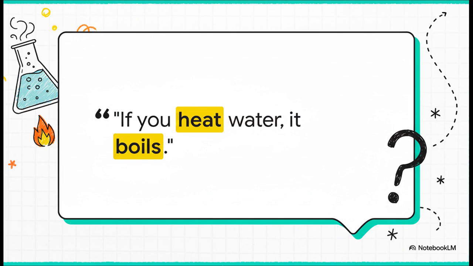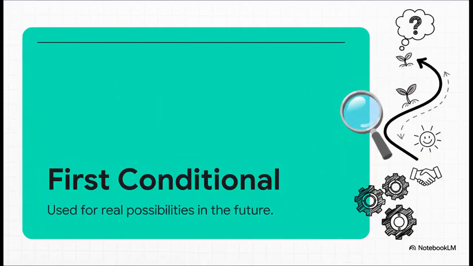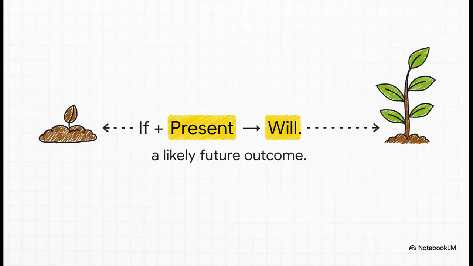Okay, so now let's build on that and move into a situation with a little more possibility. And that brings us to the first conditional. Now we're talking about real, specific possibilities in the future. So this isn't a universal truth anymore, but it describes something that's very, very likely to happen if a certain condition is met. And the formula just shifts a tiny bit. It still starts with if plus the present tense, but the result part uses will plus the verb. So it's like, if this happens, this will happen. See? It's pointing to a likely future outcome.